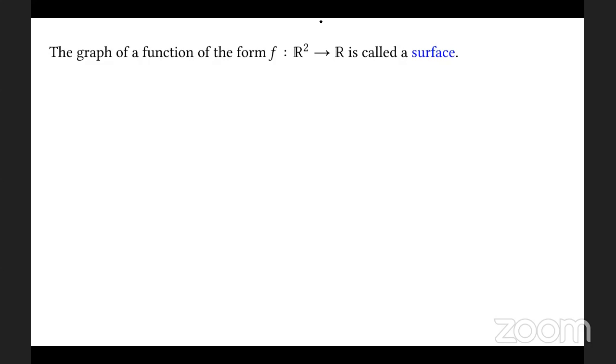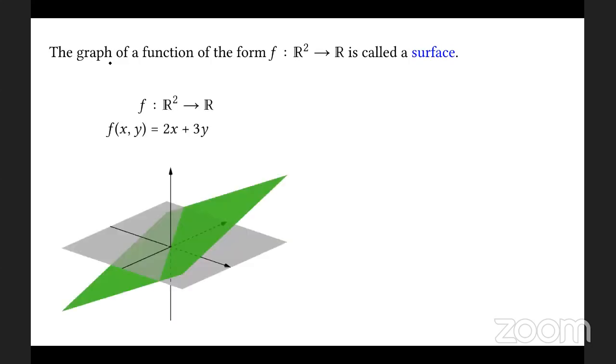Yeah, Frozone. Okay, anyway, so the graph of a function, oh, I need to hide these controls. Control, Alt, Shift, H, there we go. The graph of a function of the form from R2 to R is called a surface, right? So here's an example. F takes in x, y, and outputs 2x plus 3y.